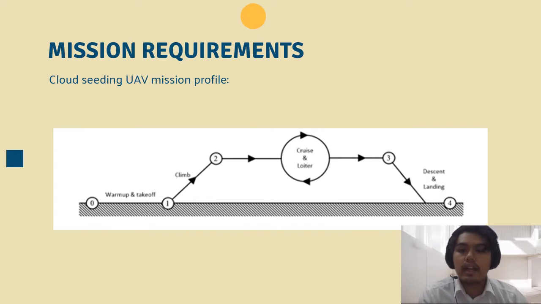Next is the cloud seeding UAV mission profile. As you can see from this figure, 0 to 1 is the warm-up and takeoff. 1 to 2 is the climbing stage. In the middle, 2 to 3 is the cruise and loiter. While 3 to 4 is the descending and landing of the UAV.